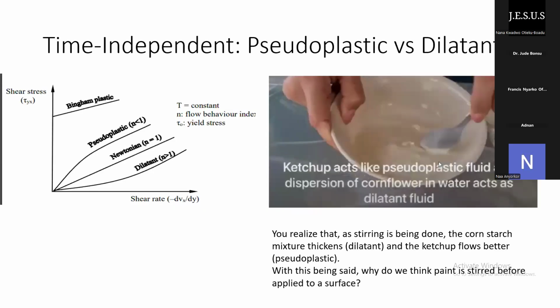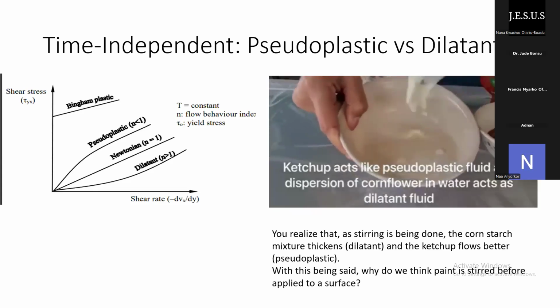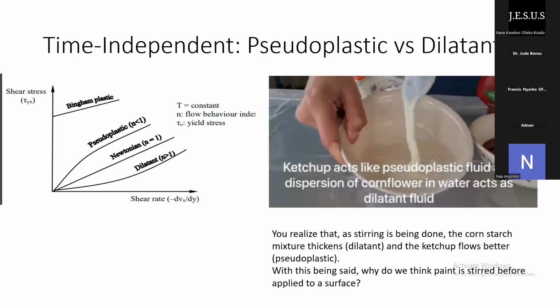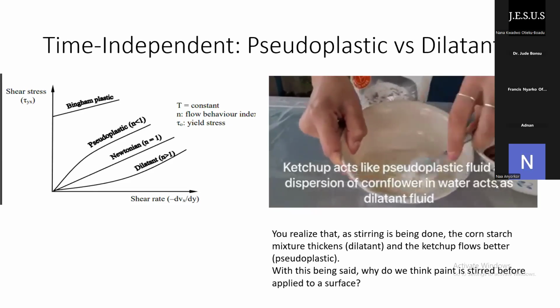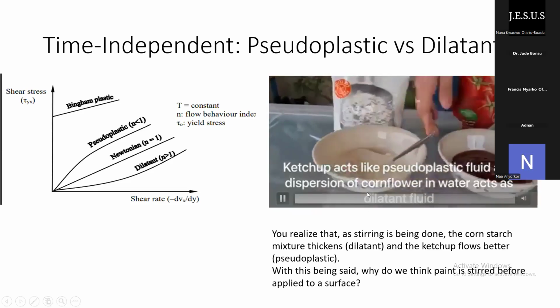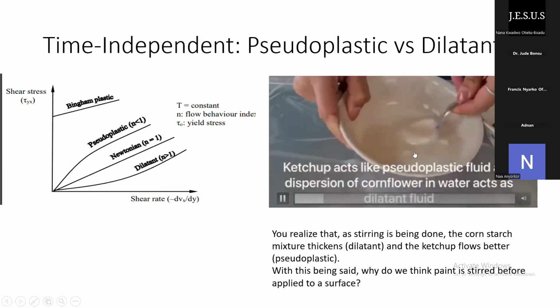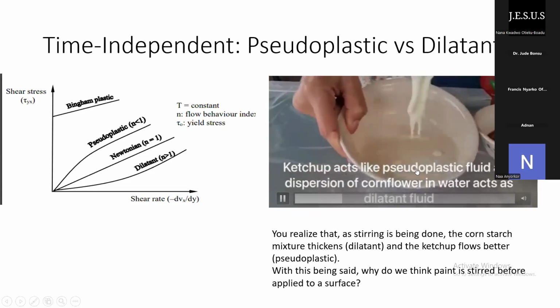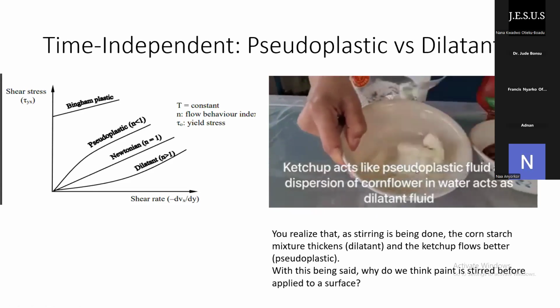Okay. Yes, so we have a video here. Ketchup acts like pseudoplastic fluids, and then the dispersion of corn flour. From this video, you can realize that the more the person stirs the solution here, the more thicker it becomes. See, the more you stir, the more thicker it becomes. I don't know if anyone can give us a practical example that we can all relate to.